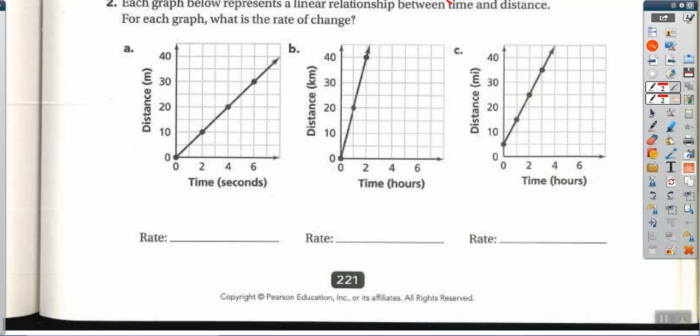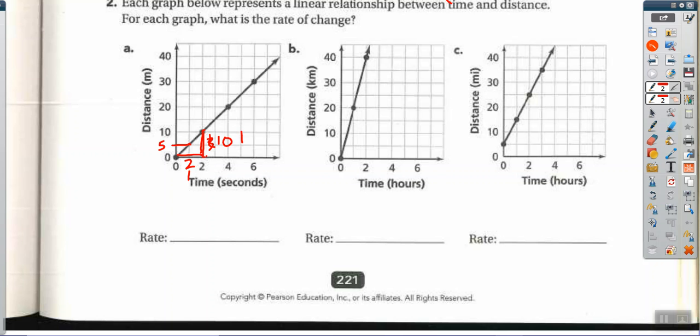All right. Each graph below represents a linear relationship between time and distance. For each graph, what is the rate of change? So we're going over 2, we're going up 2. Oh, and also, when time is 1 second, we're at, oh geez, but wait a second, that's 5 seconds. So we didn't go up by 2, we went up by 10, right? From 0 to 10 is a difference of 10.